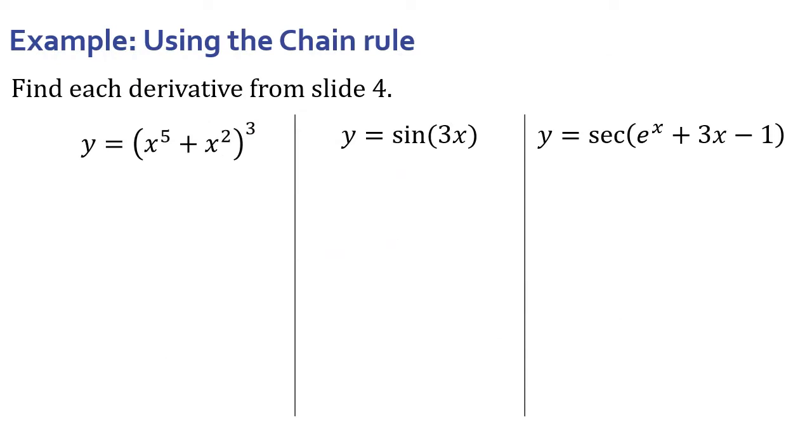All right, so let's go through and practice using the chain rule now that we know the formula. So find each derivative from slide 4. So on slide 4 for this first problem, we let u equal x to the 5th plus x squared, which meant that du dx was 5x to the fourth plus 2x. And then we let y equal the outside function, which is u cubed. And so dy du equals 3u squared.